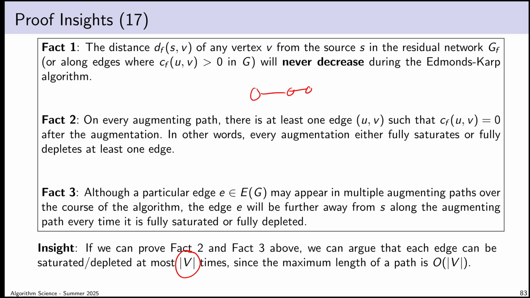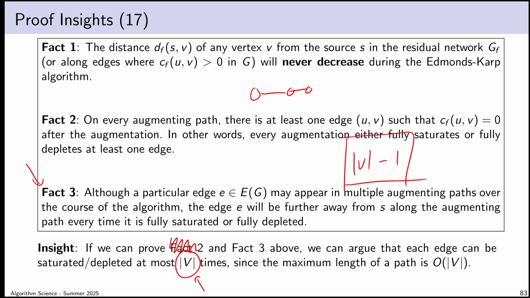But if the next time that I fully saturate or deplete it, it's a little bit further away, and further away the next time after that, and the next time after that, well, there is only a certain number of steps away it can get, and it can never get any further away than that, because we know that the maximum length of an augmenting path is this, because this is the maximum length of any path in the graph. So what we can argue is that if we have basically just fact 3, so fact 2 is going to come into this in a minute, we can argue that each edge can be saturated or depleted at most this number of times. It's actually a little bit less than that, but certainly at most this number of times.